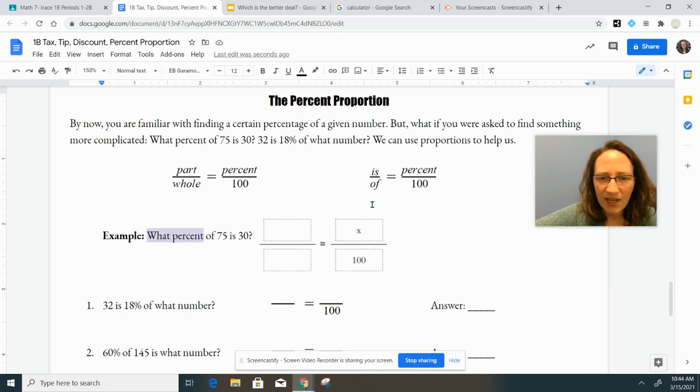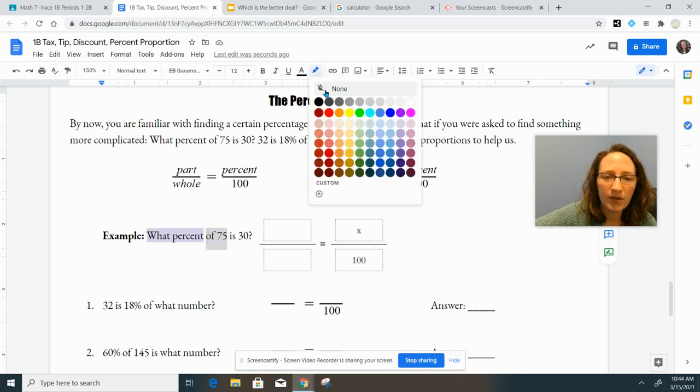So like I said, the is and the of are keywords here that are going to help you set up this proportion. What it's doing is forcing you to figure out which part is the part and which part is the whole in this situation, which can be a little hard to figure out, but the words is and of are dead giveaways for this. So that's why I like to always come back to this proportion. So in the problem that we're doing, we have what percent of 75. The word of is right before the word 75. We'll use a bluish color there.